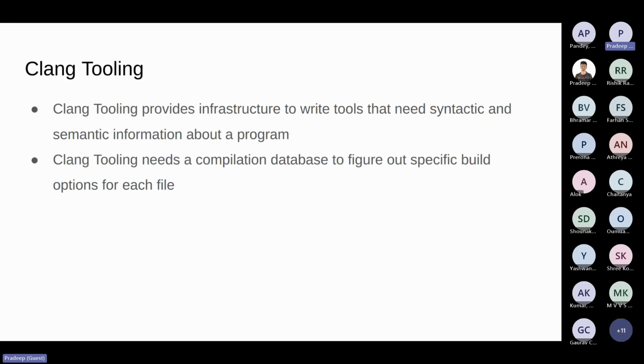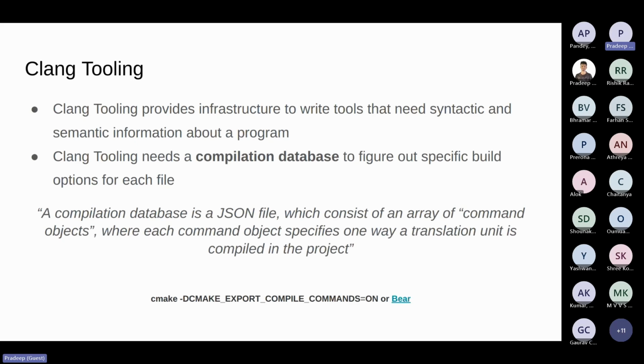So the Clang compilation database is what you use to provide this information to Clang, and it's basically a JSON file which consists of an array of command objects, where each command object specifies the way one translation unit is compiled in the project.